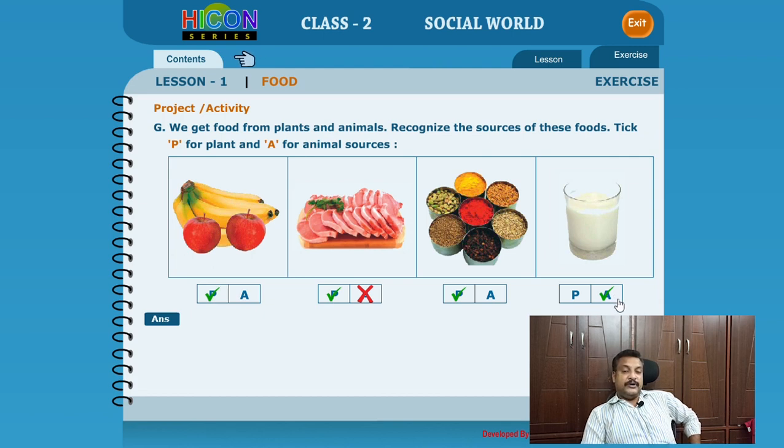Right? So now you have a minute to observe this. So you can observe it even after this.